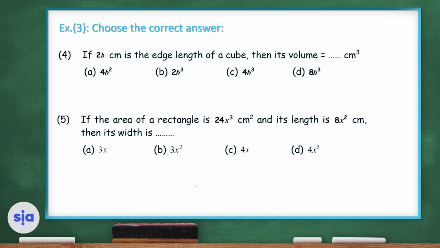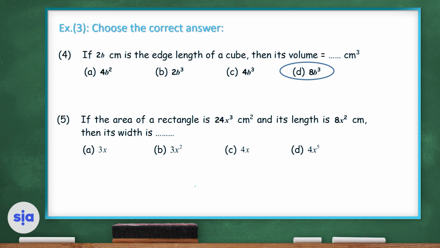Question 4. If 2b centimeters is the edge length of a cube, what is the volume? What is the volume of a cube? The volume of a cube is the length to the power of 3. In this question, the length is 2b. So to find the volume, it's 2b all to the power of 3. After that, the power of 3 goes on the 2 and on the b. So 2 to the power of 3 is 8, b to the power of 3. So the answer is 8b to the power of 3, and the right choice here is choice D.